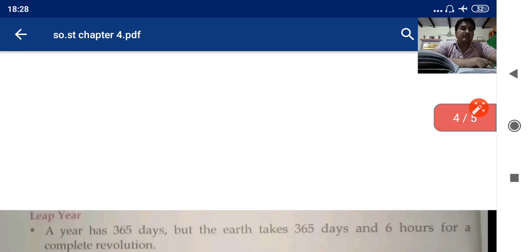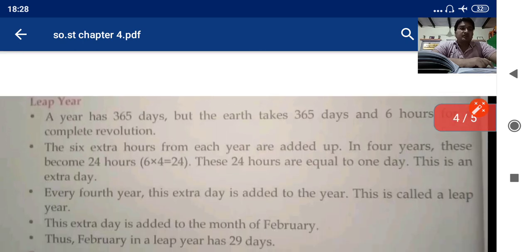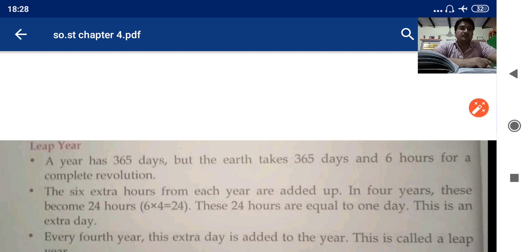Now come to the leap year. Understand leap year. The year has 365 days, but Earth takes 365 days and 6 hours for a complete revolution. The 1/4, remember, what is it saying? That 1/4 is 6 hours, you can understand. Okay beta, the year has 365 days, but Earth takes 365 days and 6 hours for a complete revolution.